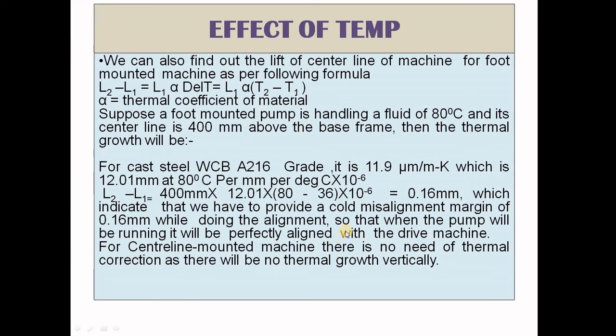Suppose the equipment is handling hot fluid. Then the casing is supposed to expand, and the shaft will also expand. So while doing the alignment, we have to provide a cold alignment margin. How do we calculate how much expansion will take place? Normally the foot mounted pump is going to expand. The formula is L2 minus L1, the expansion, is equal to L1 alpha delta T.